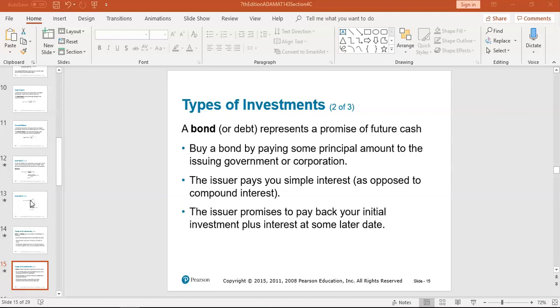Bonds could be $1,000. They could be $10,000. They could be $100,000. But bonds are very, very safe because they're like a fancy savings account that is locked in over a period of time.